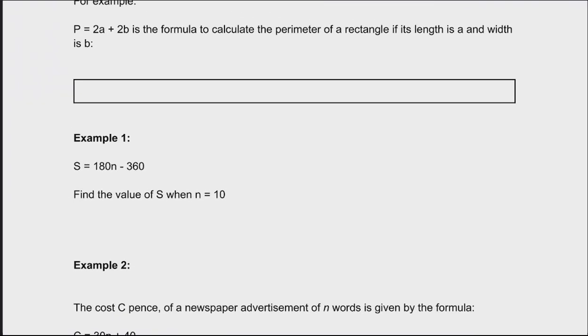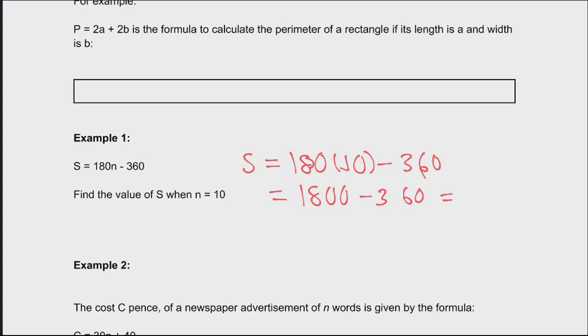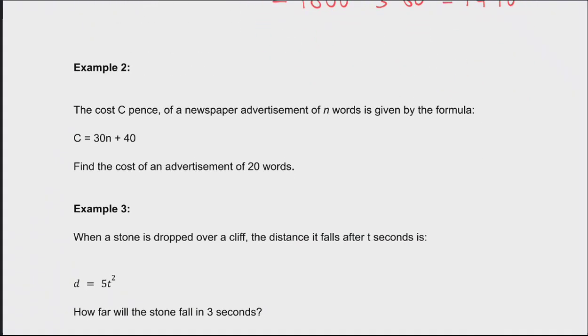So S is equal to 180n minus 360. Find the value of S when n is 10. So if n is 10, that is going to be 180 times 10 minus 360, which is equal to 1,800 minus 360. So what is 1,800 minus 360? That is going to be equal to 1,440.